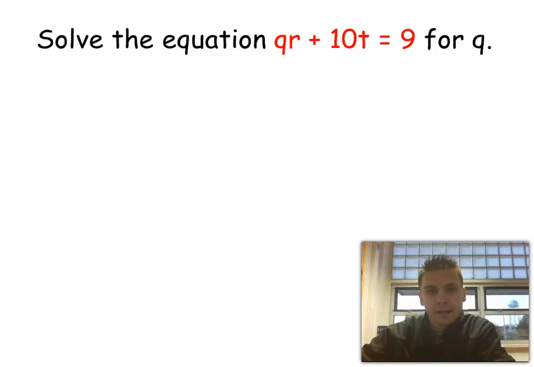Hey everybody, Mr. Bucko back again with an example from Power Standards Quiz 8 where we're solving for a variable in terms of another variable. So it might look a little different and seem more complicated than the equations we've been solving previously, but the idea is exactly the same and our answer will look a little bit different.